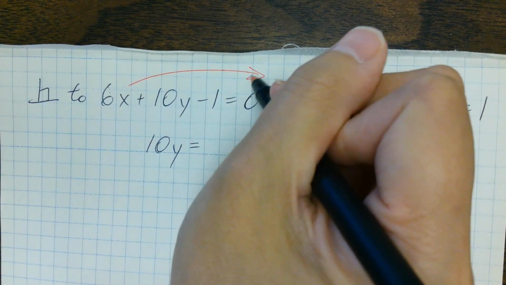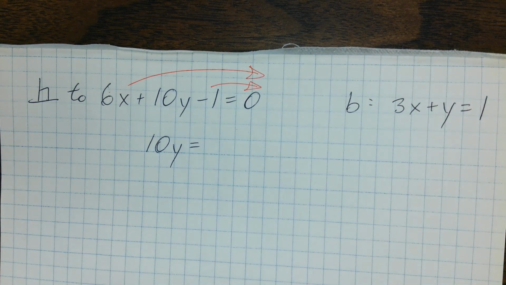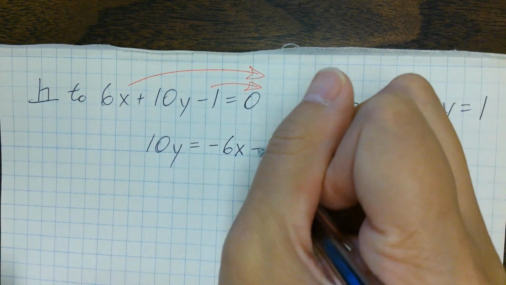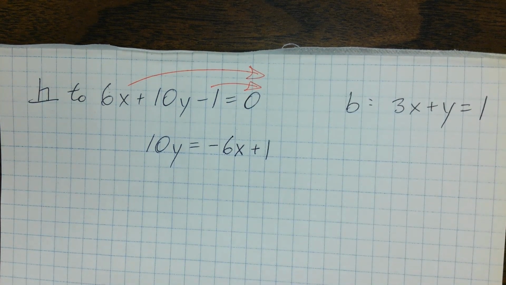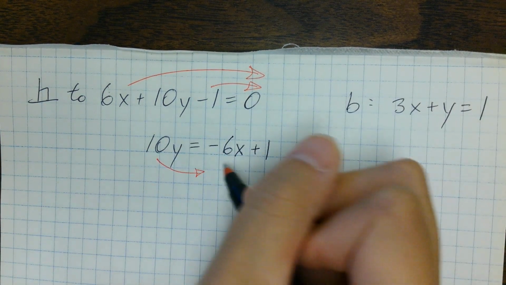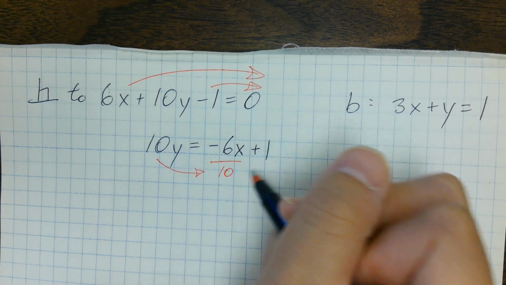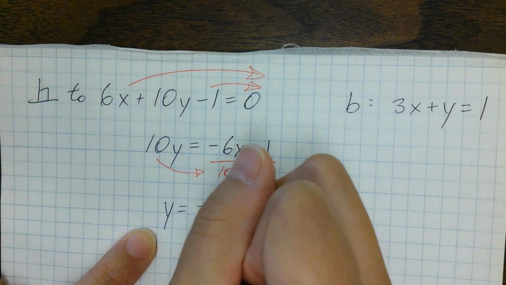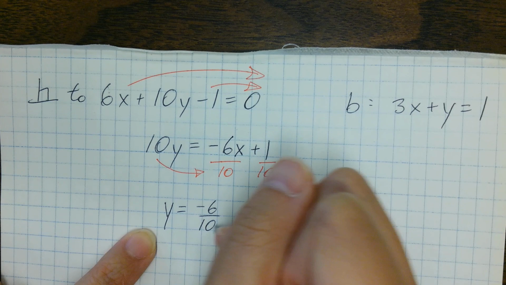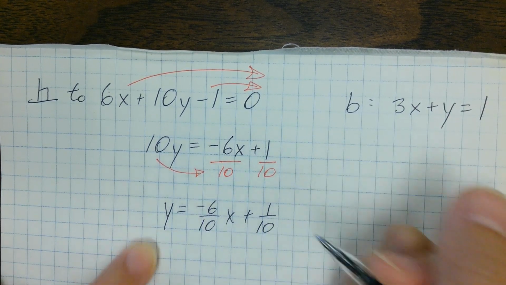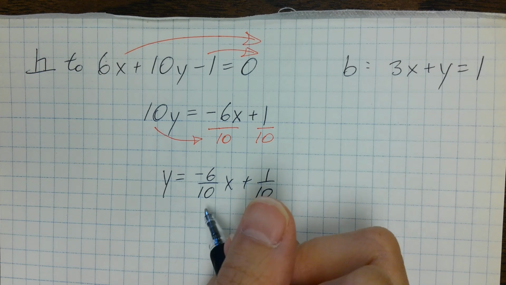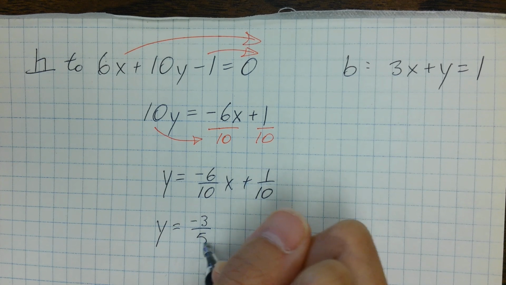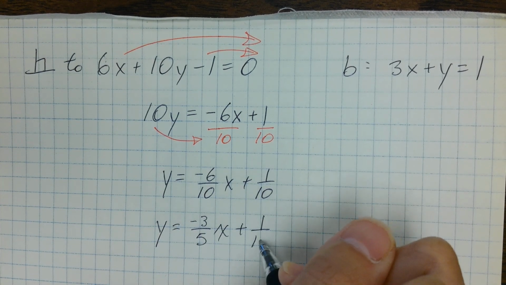y equals mx plus b means only y is on the left. So I'm moving those two over. This becomes negative 6x, and the negative 1 becomes plus 1. Next step, divide everything by 10. So y equals negative 6 over 10x plus 1 over 10. But you can see here, I can reduce. Again, reduce, reduce, reduce. If you don't reduce, half a mark off.